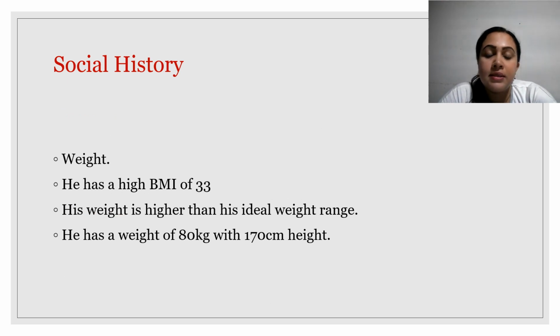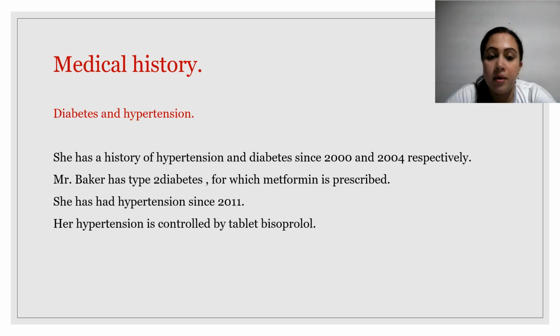So now we can see about weight. When weight is stated, he has a high BMI of 33. So if the BMI is given, go for writing the BMI, and if the height and weight are given, write those. You don't need to calculate BMI. Another way of writing is, his weight is higher than his ideal weight range. Another sentence is, he has a weight of 80 kg with 170 centimeter height. If this information is in the case note, it's better to write this rather than calculating the BMI.